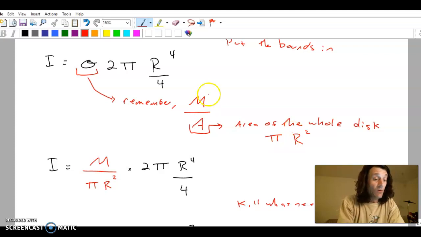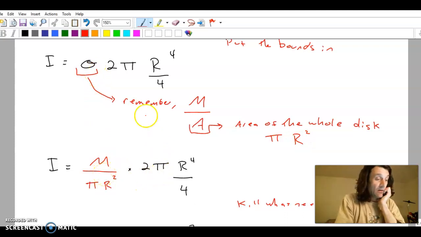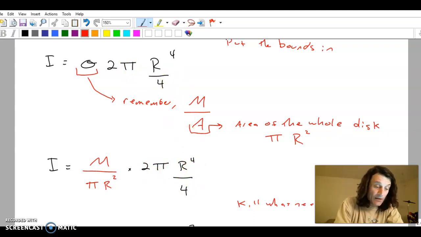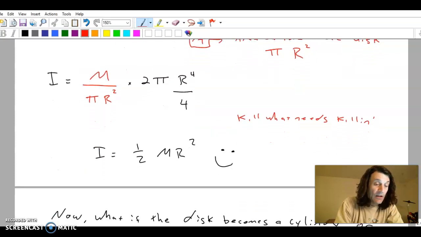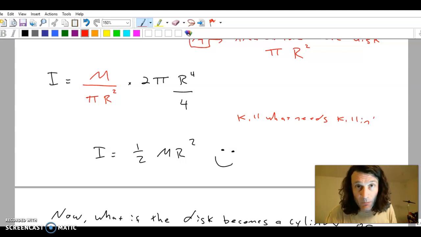Anywho, what is written in red there is the mass divided by the area, pi r squared. That's what is sigma, m over pi r squared. And then the 2 pi is that 2 pi r to the fourth over 4. So that is the integral there. We're going to go ahead and kill what needs killing. And it is 1/2 mr squared.